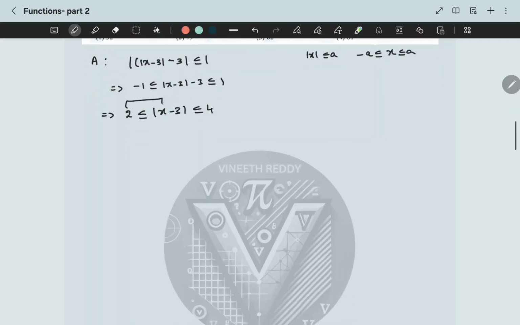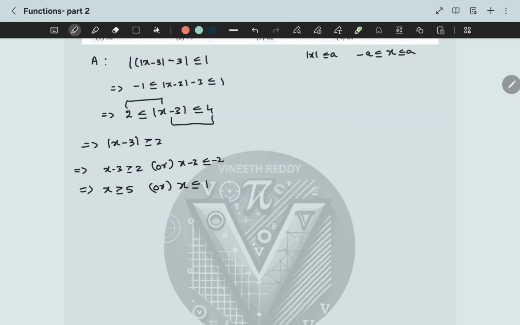So now let us take this inequality. We have mod x minus 3 greater than or equal to 2. This means either x minus 3 is greater than or equal to 2, or x minus 3 is less than or equal to minus 2. Hope you understood this step. So x should be greater than or equal to 5, or x should be less than or equal to 1, right? So this is the first part.